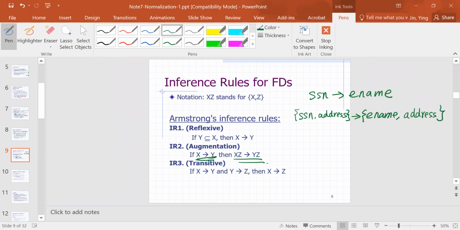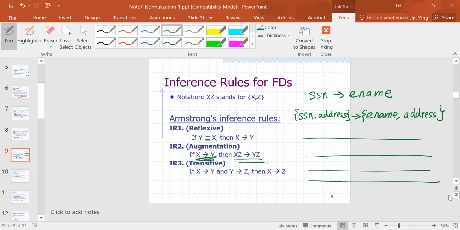Okay, so I have SSN → address and SSN → e-name, right? So that's this one, and this is this one. I just want to show you that if this is true, then this is true. If I have many tuples, go back to the definition. If I pick any two tuples, okay, so this is the SSN field. If the SSN and SSN are the same, for example, according to the first rule, then the e-name must be the same, right? So that's this one tells me this is true.